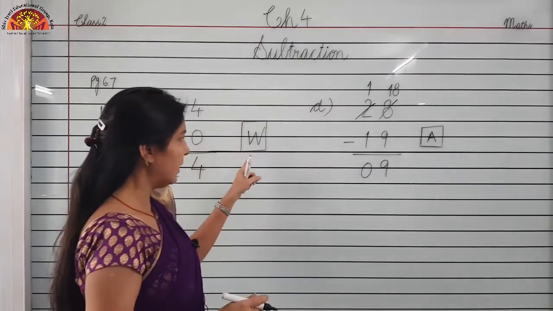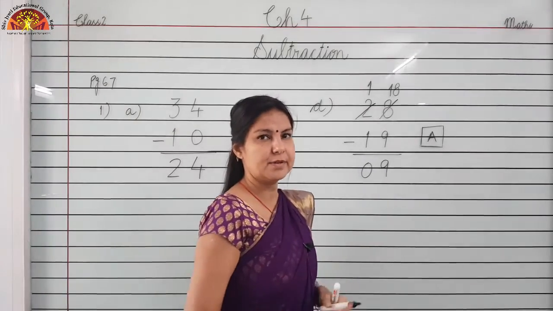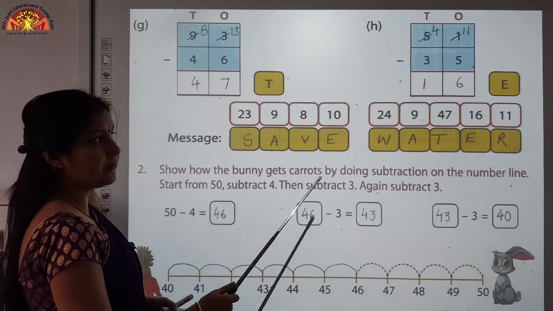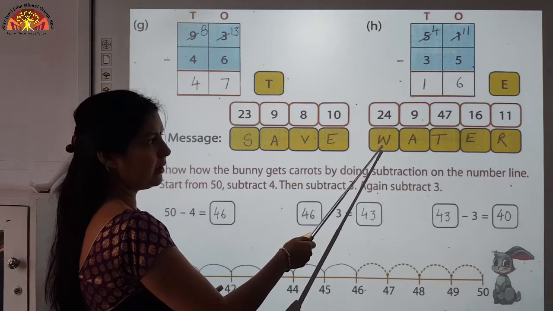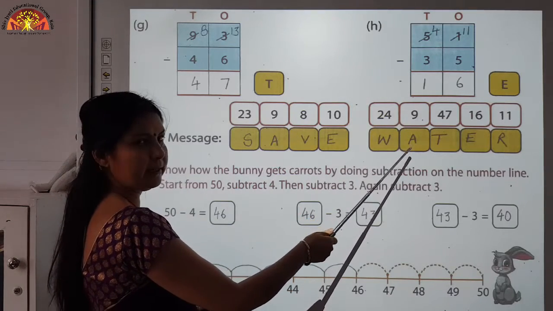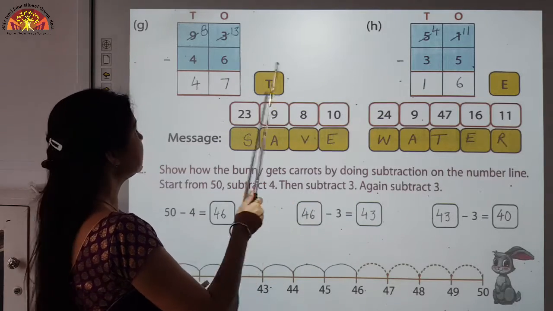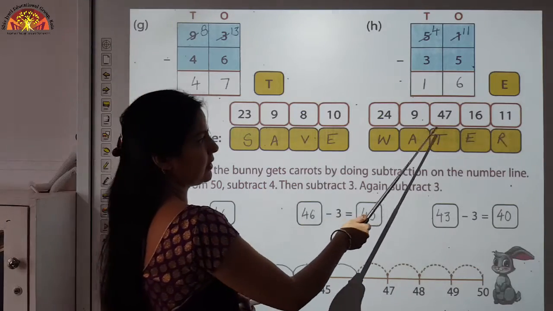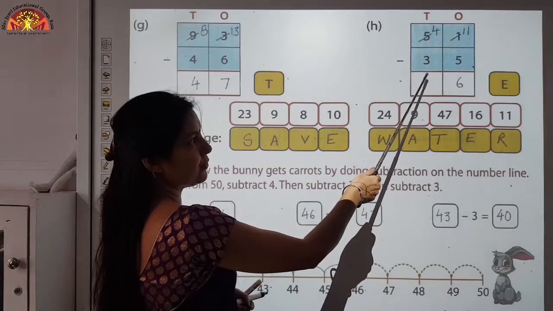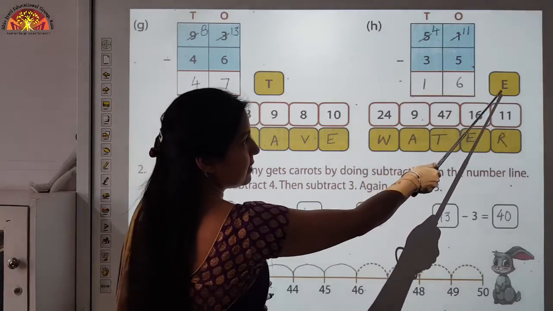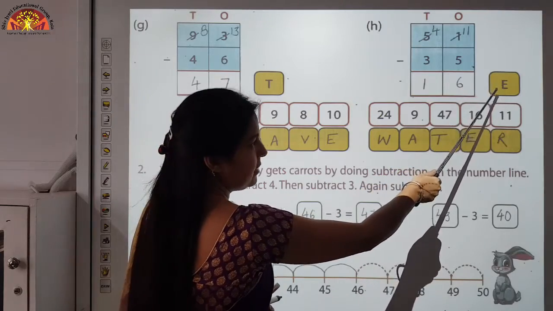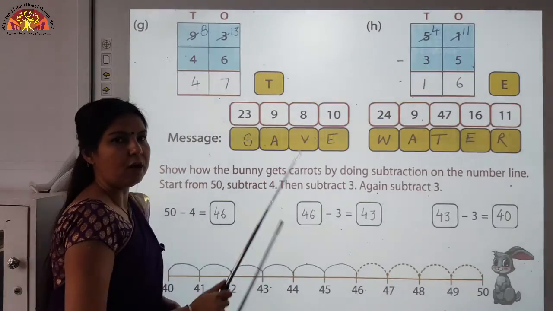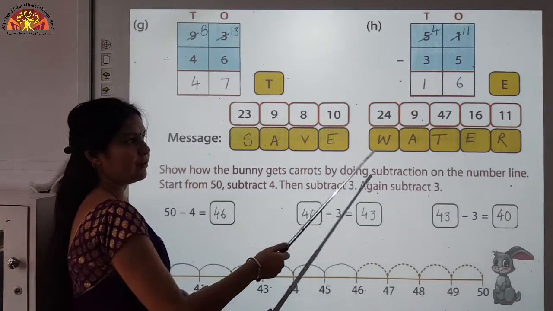Now we will arrange these letters according to their numbers. After subtracting these numbers, children, we get 24. So where 24 is written, we will write W under it, and where 9 is written, we will write A under it. And the rest of the questions you can do like this. If we are subtracting these two numbers, we are getting 47, then where 47 is written, we will write T under it. And after subtracting these two numbers, we are getting 16 and E is written in front of it. So we will write E under 16. So after subtracting all these numbers, we get the message save water.